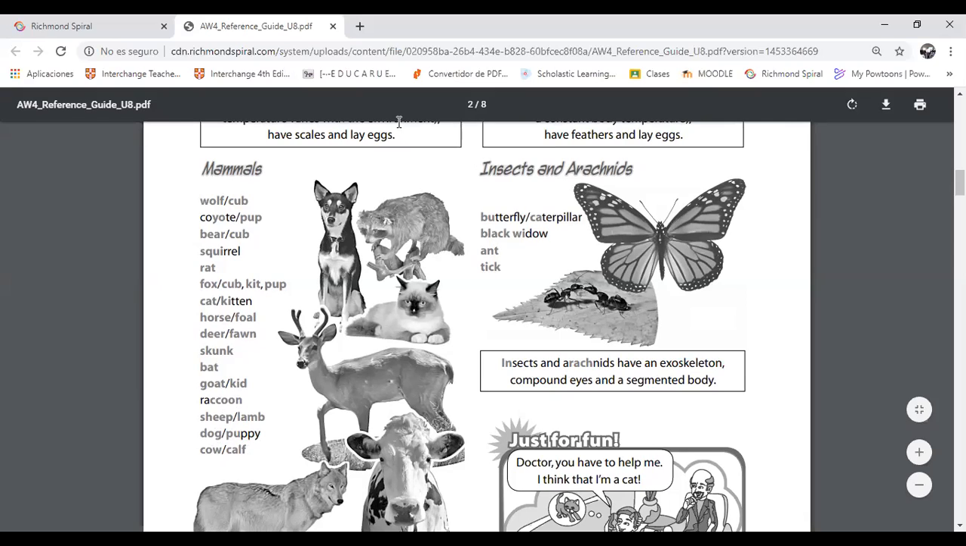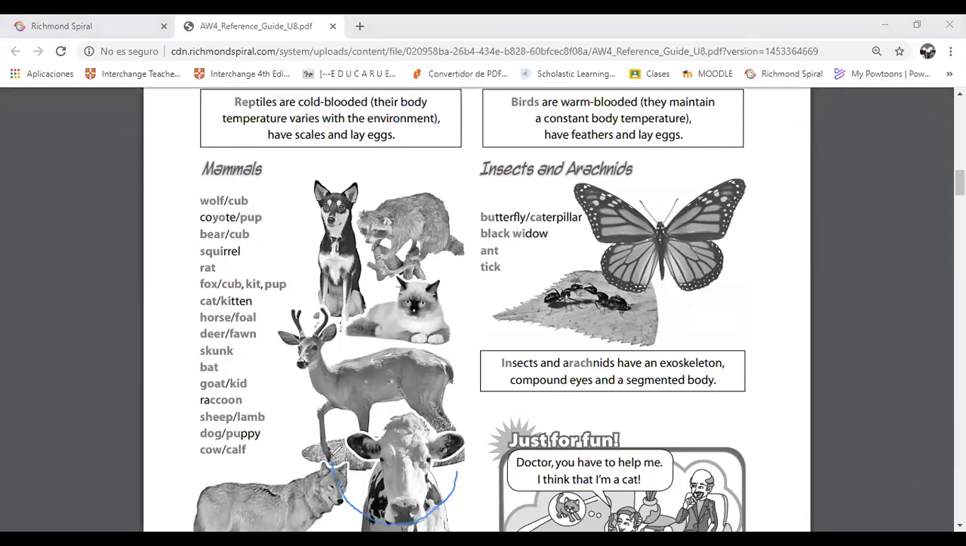Have you seen the cow? It looks like it's looking at me. Whoa, it's hypnotizing me. Okay, let's go back to the class.